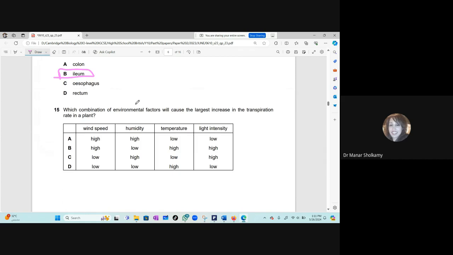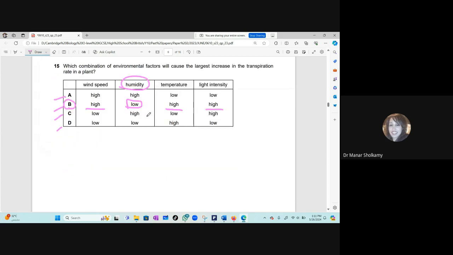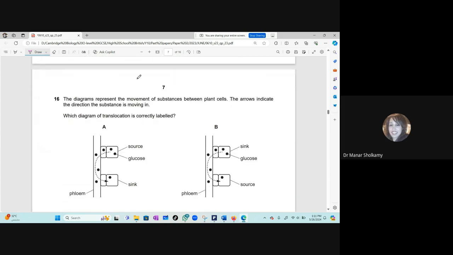15. Which combination of environmental factors will cause the largest increase in the transpiration rate in a plant? Wind speed, humidity, temperature, light intensity. Choose A, B, C, or D. B. Yes, it is B. Why? Because all of them should be high except the humidity, which should be low. The wind speed is high, temperature high, light intensity is high, and the humidity is low.